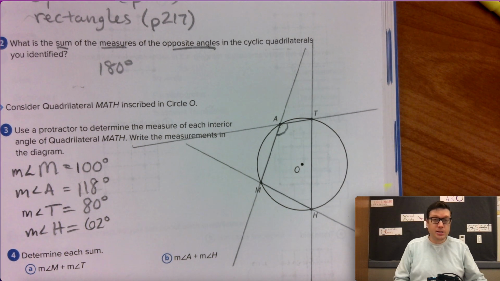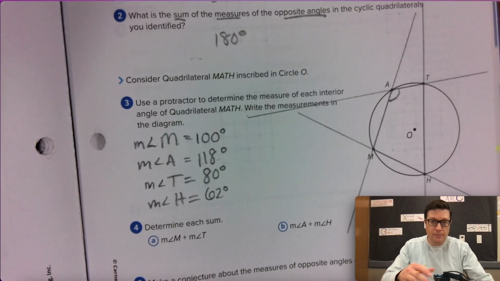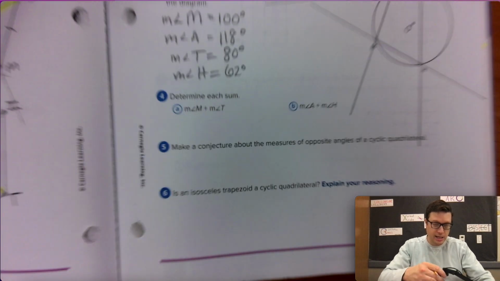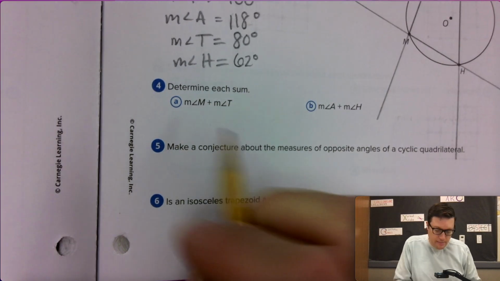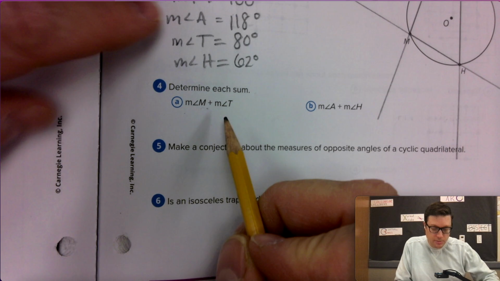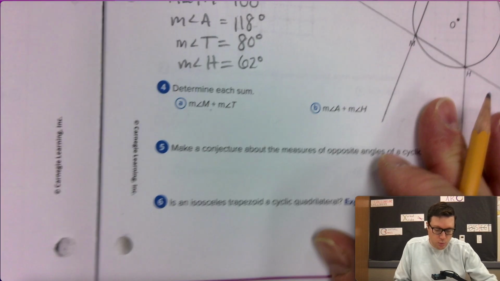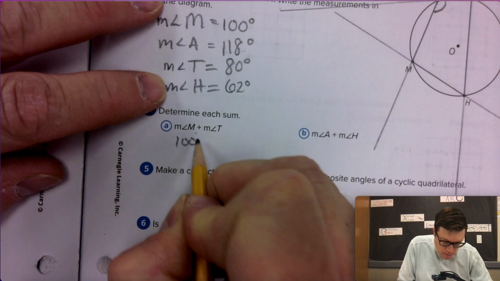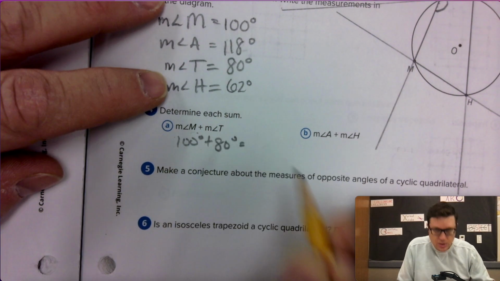All right, let's determine the sum, or the measure of each sum. That's the next part in this section. So the measure of each sum, angle M plus angle T. I'm going to add the two numbers, 100 plus 80. You can do the rest.